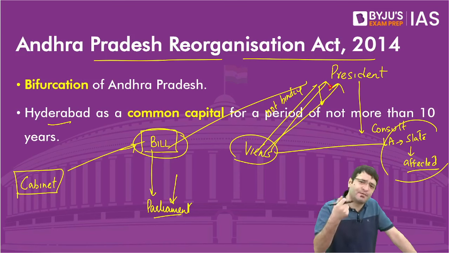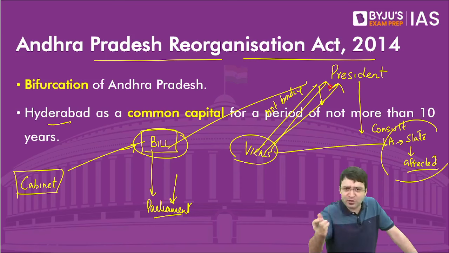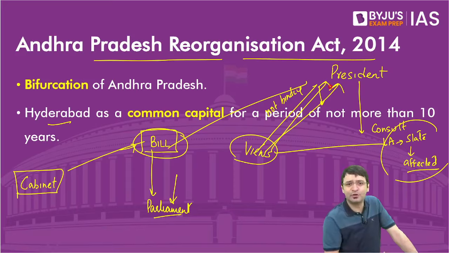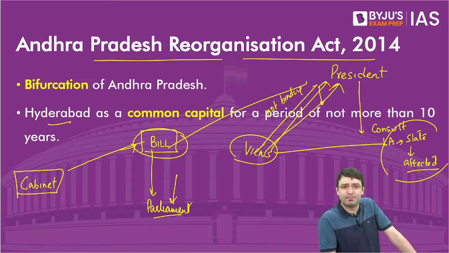Maybe you will come up with a good argument, which we will consider, but I'm only consulting you. Your views are not binding on me. When the view was given that please don't bifurcate Andhra Pradesh, the President had a smirk, a smile. The President gave the approval to the cabinet. Now you can introduce this bill in the parliament.